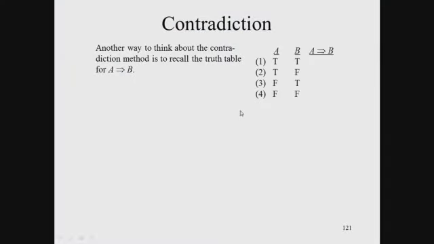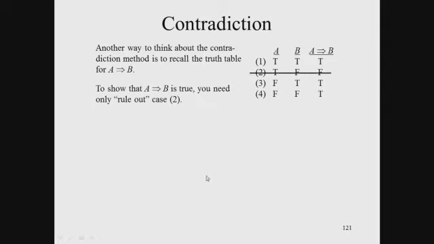Let me describe the contradiction method in another way. Let's recall the truth table for A implies B. Here's the truth table. And if you recall, we agreed that A implies B is true in all of these cases except when A is true and B is false. With the contradiction method, what we're going to try to do is rule out case 2. If I can rule out case 2, doesn't that mean that A implies B has to be true? So the question is, how do we go about ruling out case 2?